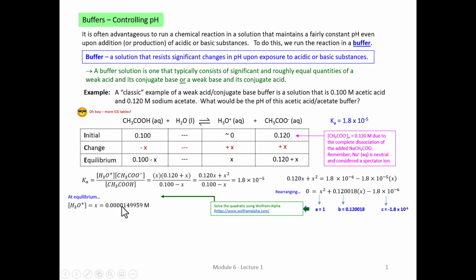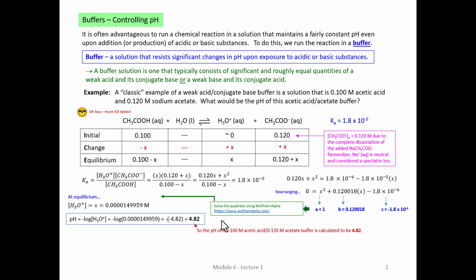In any event, x turns out to be quite small, and it is equal to the hydronium ion concentration according to our ICE table. If you calculated the pH based on this hydronium ion concentration, it turns out to be 4.82. So the pH of our 0.1 molar acetic acid, 0.12 molar acetate buffer is calculated to be just that, 4.82. So the job of this buffer would be to try to maintain a pH close to 4.82, even when we intentionally add acid or base to the solution. We'll get to doing those calculations shortly in the future.